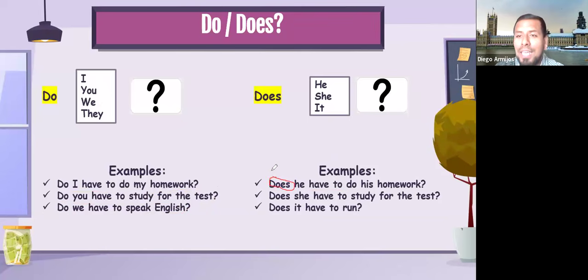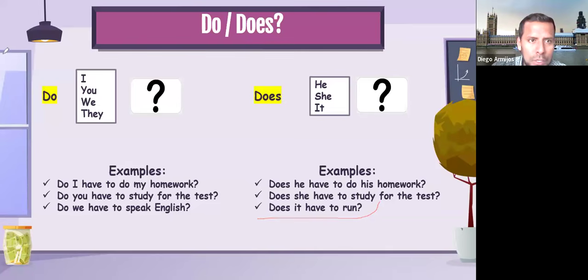So in this case, in negative and in questions, you don't need to conjugate the verb because you have auxiliaries. In negative, you have the auxiliary "doesn't." In question, you have the auxiliary "does." For example, does he have to do his homework? Does she have to study for the test? Does it have to run?